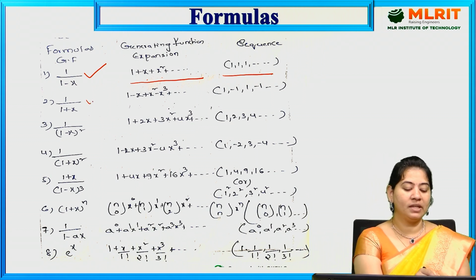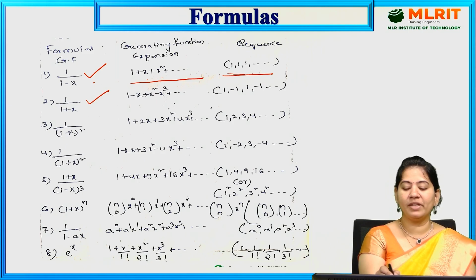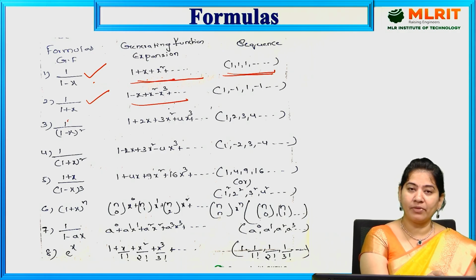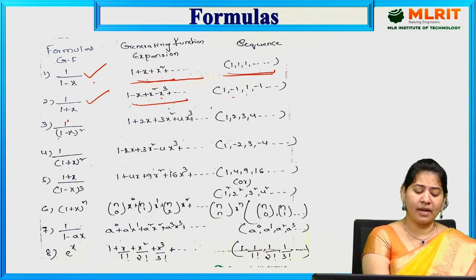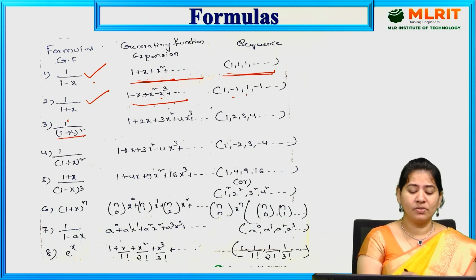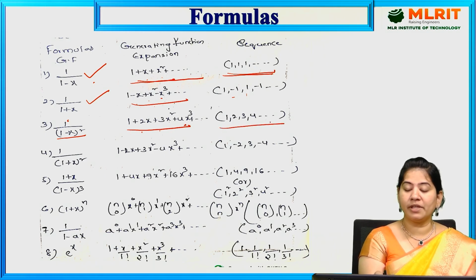The next one is 1 by 1 plus x. If you observe, 1 by 1 minus x always gives positive terms in the sequence and the expansion. But 1 by 1 plus x is just the opposite. In the expansion you will get alternately minus: 1 minus x plus x square minus x cube and so on. The sequence is 1, minus 1, 1, minus 1 and so on. Next we have 1 by (1 minus x) whole square. The expansion of this generating function is 1 plus 2x plus 3x square plus 4x cube and so on, and the sequence is 1, 2, 3, 4.